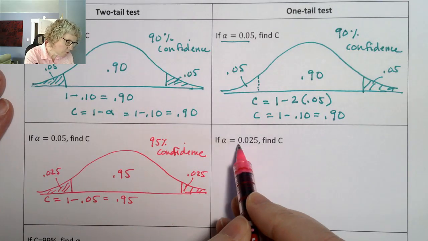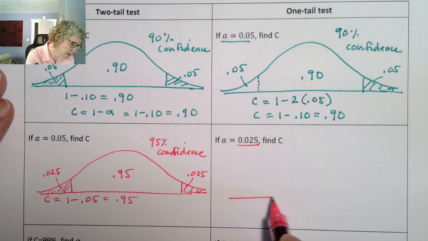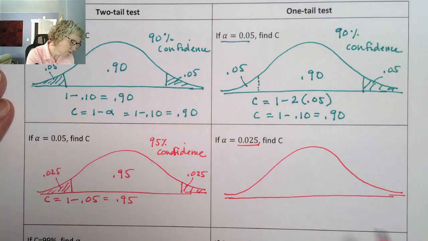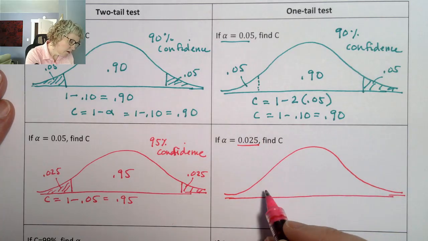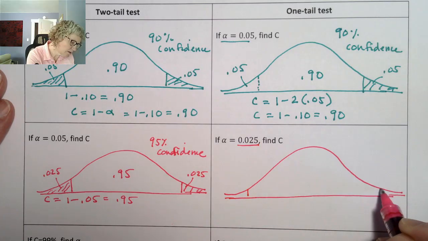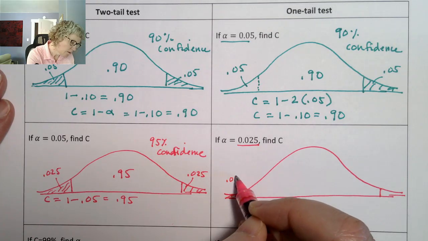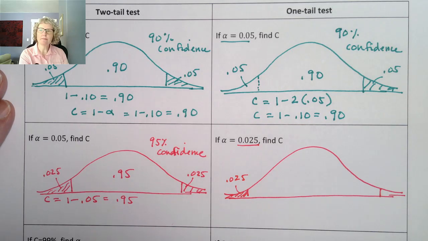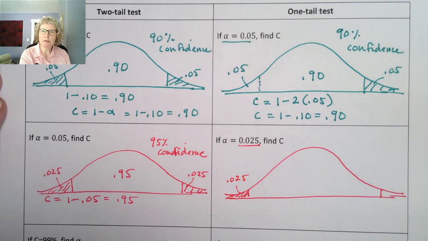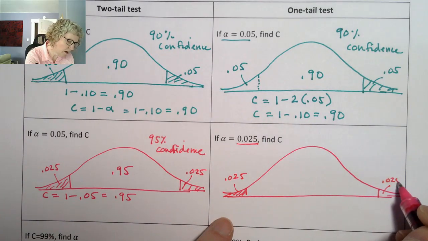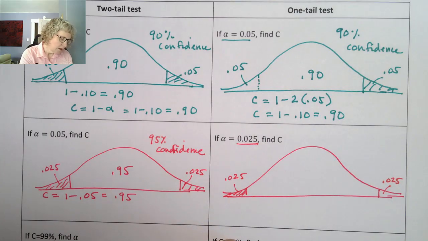Okay, let's try this again. If alpha is 0.025, find c. I'm going to make it a little smaller this time than it was before. I'll put it on the left this time. 0.025, let's say it's a left tail test. But we want to compare this confidence interval, and because it's two-sided, we also need to take into account the 0.025 that's in the other tail, to find this middle area, right? Because the confidence interval always uses the middle percentage.